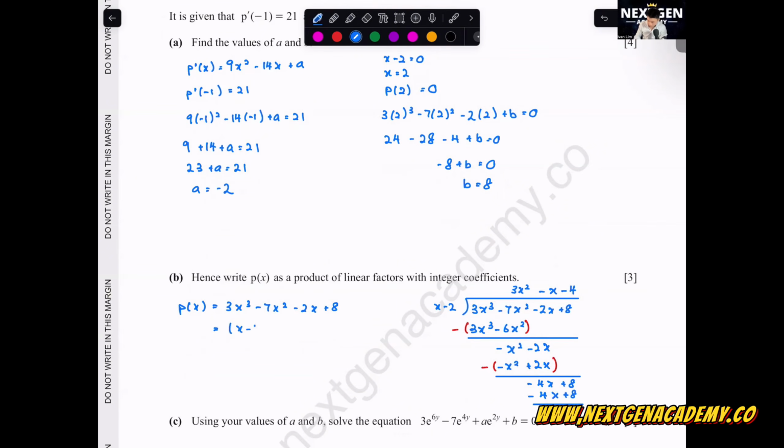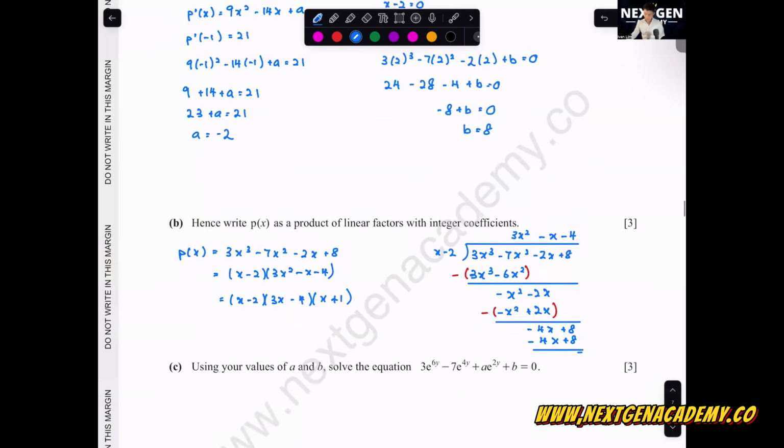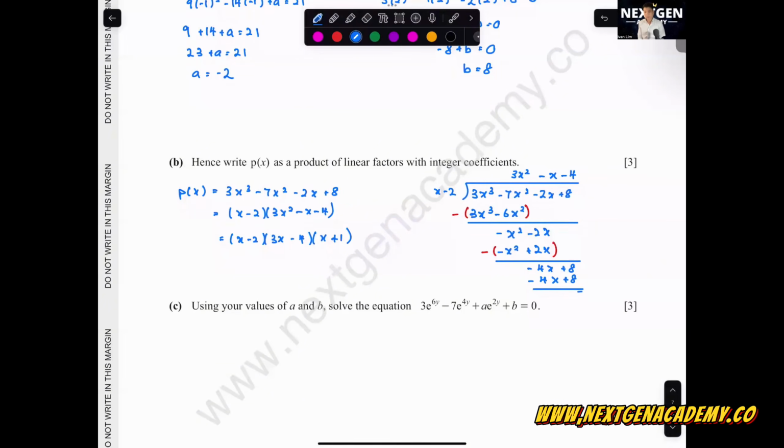So now you have one linear factor and one quadratic factor, 3x squared minus x minus 4. I'm going to factorize it one more time for the quadratic. This will be (3x minus 4)(x minus 1). Okay, x plus 1, because plus 1 is minus. Or if you want to write (x plus 1)(3x minus 4) also can. Just double check, triple check the signs. Why you need this second one to be correct? Because question C is dependent on the second one.